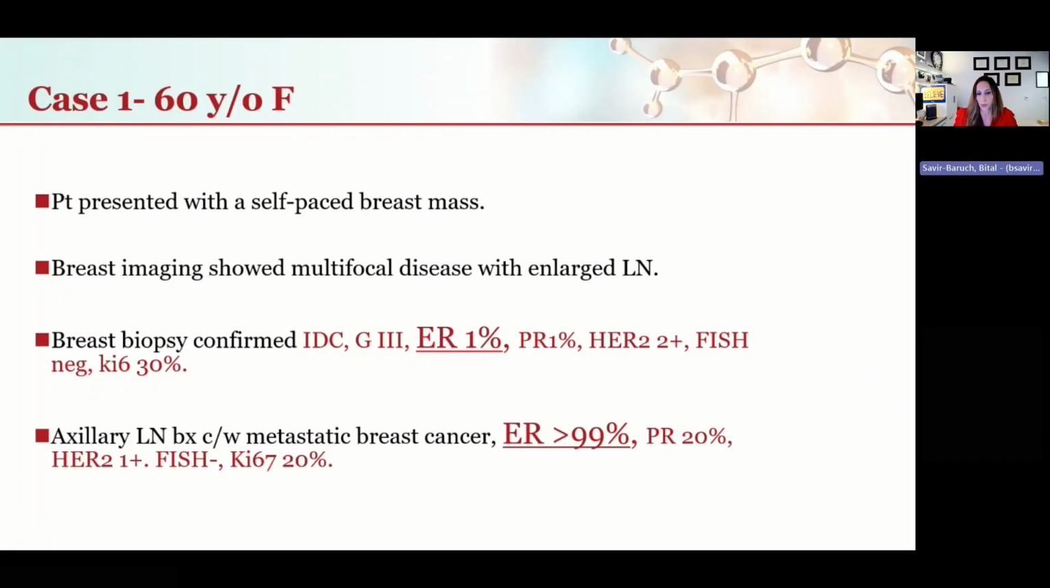Now, let me show you an example. This is a patient that felt a breast lesion, and it was confirmed to be invasive ductal carcinoma on biopsy with only 1% expression of estrogen receptor, which is considered to be negative for estrogen receptor expression. Interestingly enough, her axillary lymph node was positive with a different profile of estrogen receptor expression of 99%.